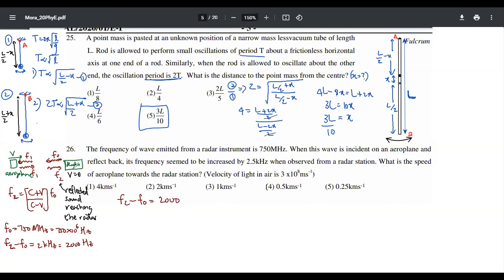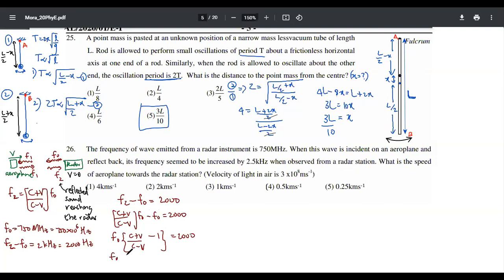What is F2? That is the sound wave you sent to the aeroplane and came back from the aeroplane. F naught is the original frequency emitted from the radar. For F2, we have derived this equation: (C plus V) over (C minus V) into F naught, minus F naught, equal to 2000. C is the speed of light here. V is the speed of the source, the aeroplane. So F naught can be taken common, and I will get (C plus V) over (C minus V), minus 1, equal to 2000.